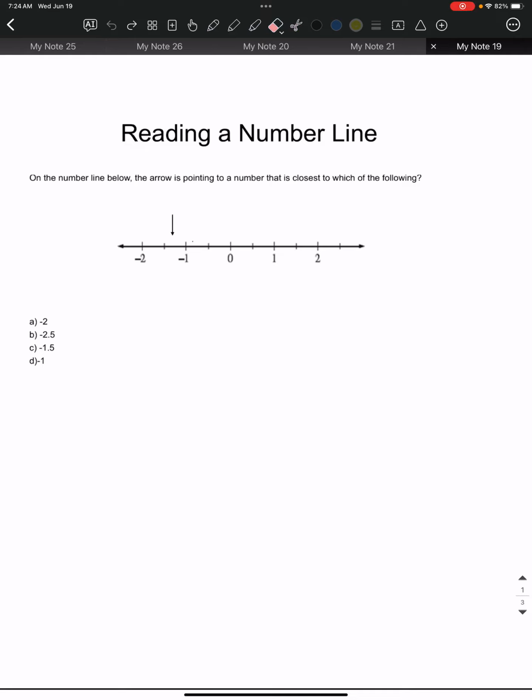Y'all, in this video we're going to talk about reading a number line. Okay, so we have an example here and it says on the number line below the arrow is pointing to a number that is the closest to which of the following, and we have multiple choice here. Okay, let's talk about how a number line works before we think about the answer.